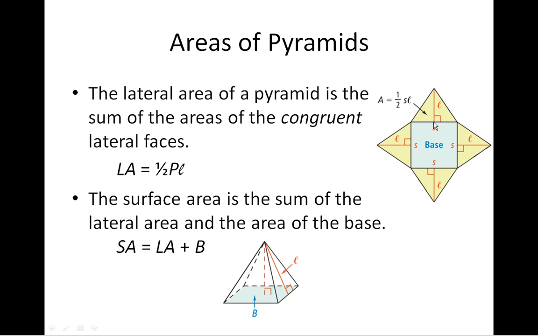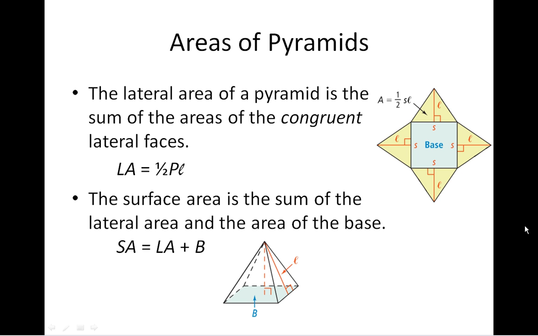The height is the slant height of the pyramid, so we get 1/2 times S, which is the side length, times L, and if we add them all together, we're taking this side length times the number of sides that there are, so we have basically the perimeter of the figure times 1/2 times the slant height, and that's where this formula for the lateral area of a pyramid comes from. And then to find the surface area, we simply add that to the area of the base.